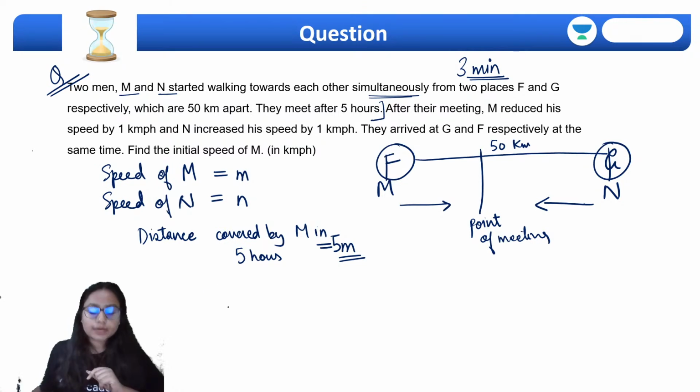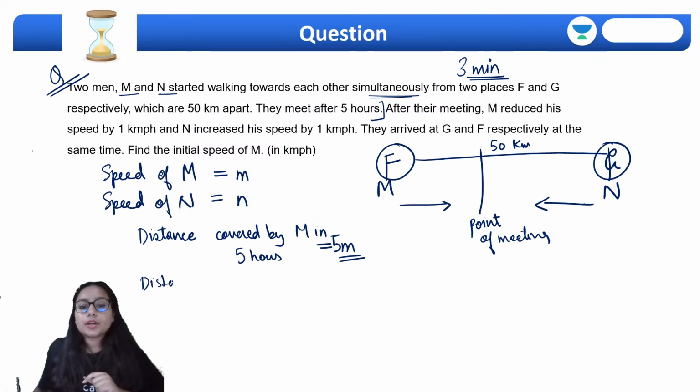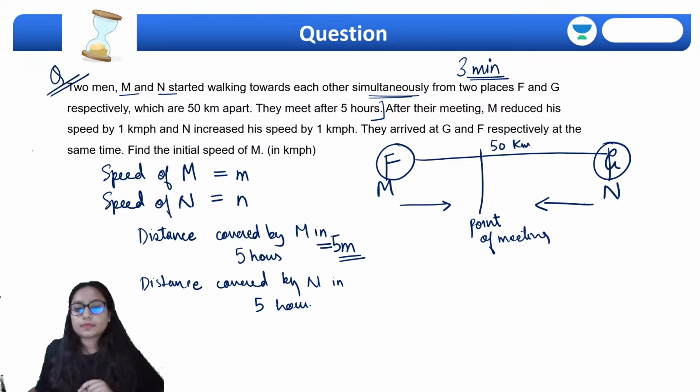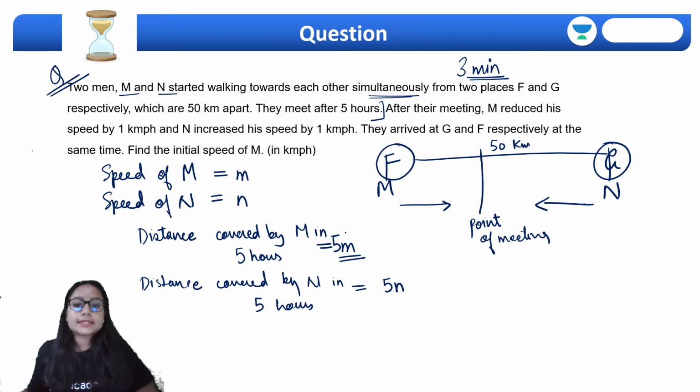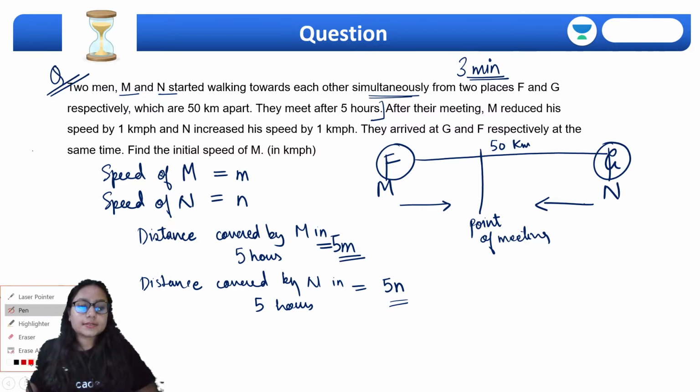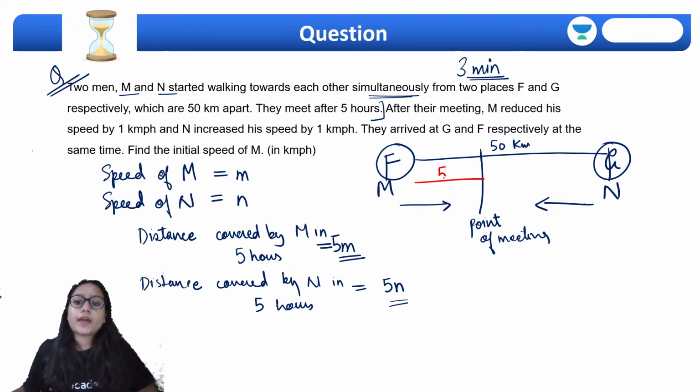Correct, Kushal, 5m. Now, the distance covered by N in 5 hours. Because they meet after 5 hours, till this point they have covered a certain distance, which is equal to 5 into N. So this is the distance covered by each person, 5m and 5n. This much is equal to 5m and this much is equal to 5n. So from here, I can say that 5m plus 5n is equal to 50, the total distance.